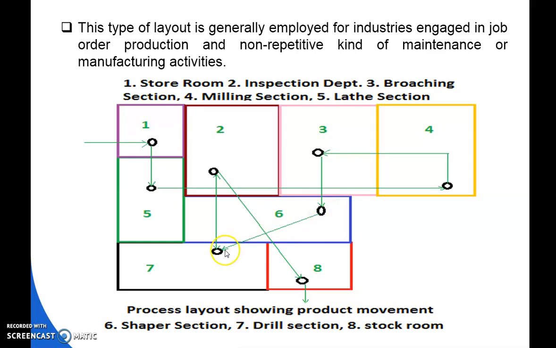After the shaper section, it goes to the drilling section, where the hole is created for the mounting of the gear on the shaft. Again, the gear goes to department 2, that is your inspection department. The inspection process is carried out for the dimensions as well as to check the quality of the product. Then finally the product is inspected and comes to the stock room department.